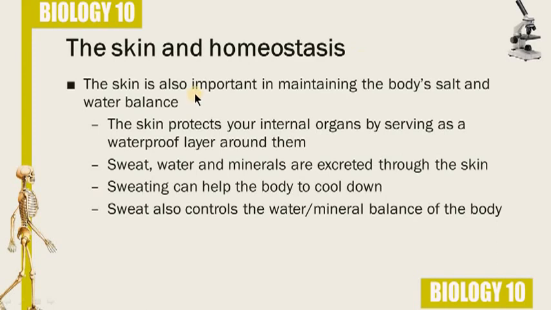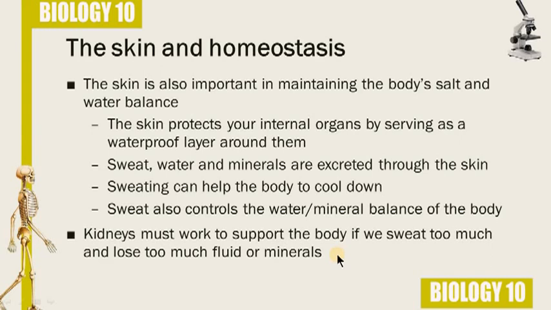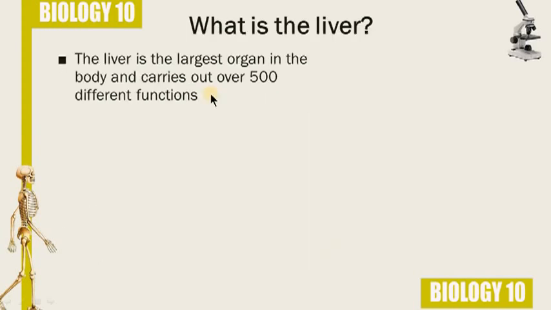The skin is an organ that helps to maintain body salt and water concentrations. It serves as a protective waterproof layer. Sweat, water, and minerals are excreted through the skin. This can help our bodies to cool down when it's warm. This also controls the mineral balance. Kidneys must work to support the body if we sweat too much or if we lose too much fluid or minerals.